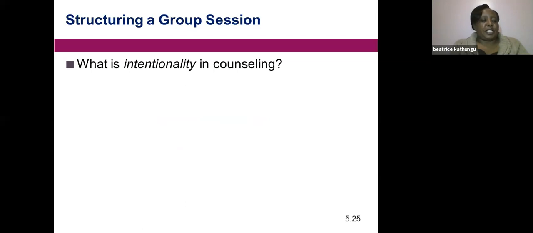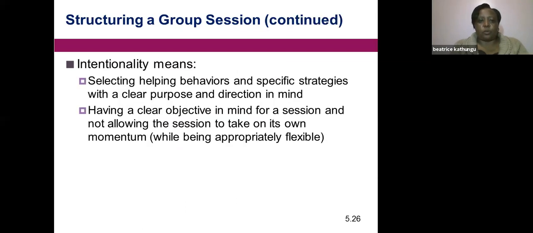Now, the final area we want to look at is how to structure a group session. The first thing we are reminding ourselves is the value of intentionality in counseling. Remember, even in individual counseling, we said intentionality is critical. And we said that intentionality is about selecting helping behaviors and specific strategies when you have a clear purpose and direction in mind. So you must be clear in your mind.